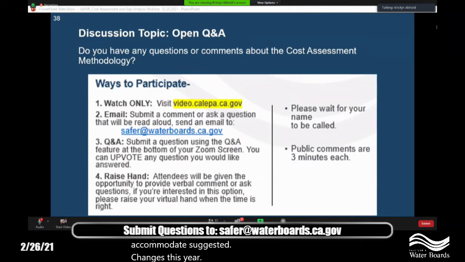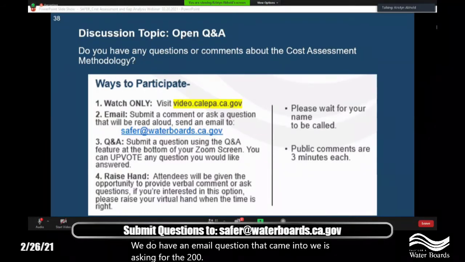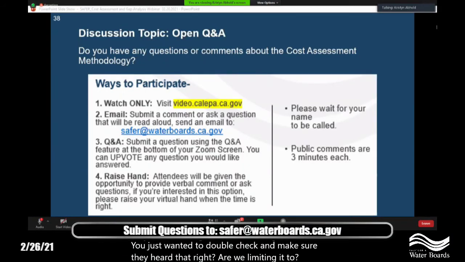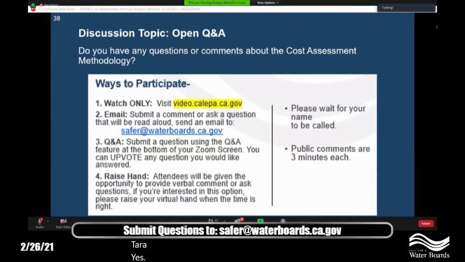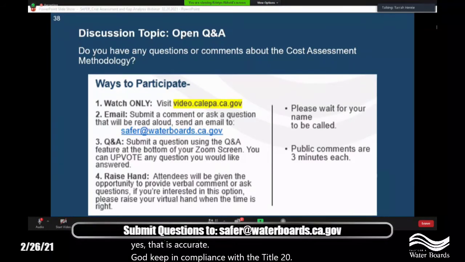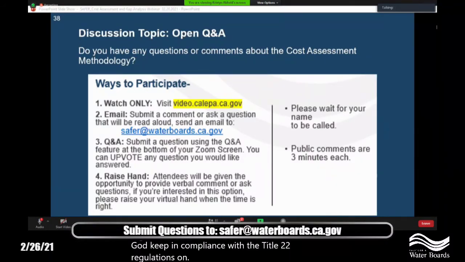We do have an email question that came in too. Is asking for the 200 service connection limit for POU. Just wanted to double check and make sure they heard that right. Are we limiting it to 200 service connections? Wanted to know if that was accurate in the example that was given. Tara? Yes, that is accurate. Good. To keep in compliance with the Title 22 regulations on point of use, point of entry treatment.